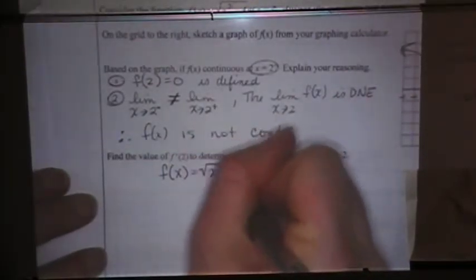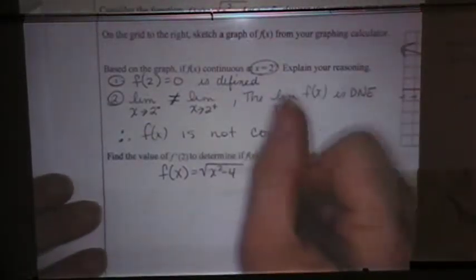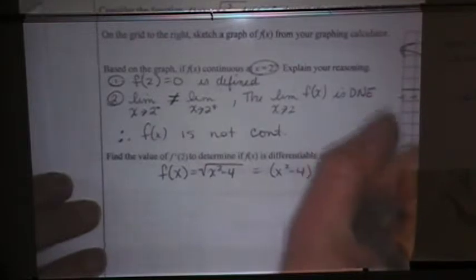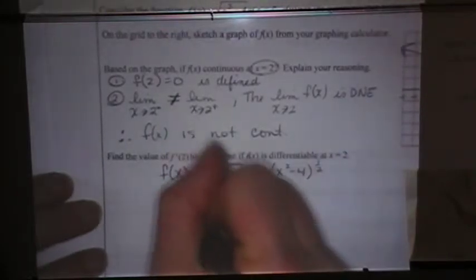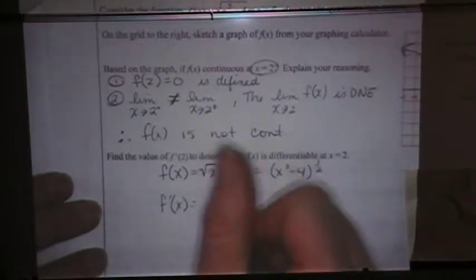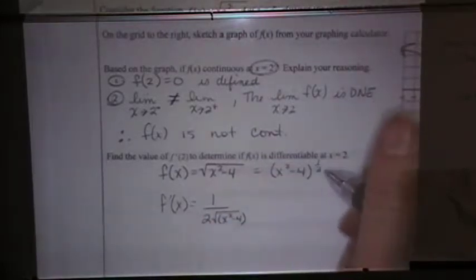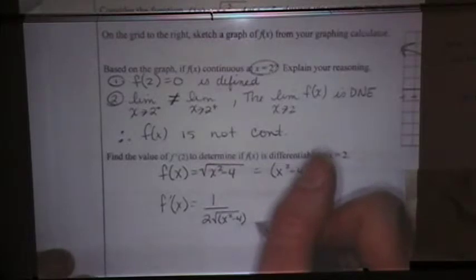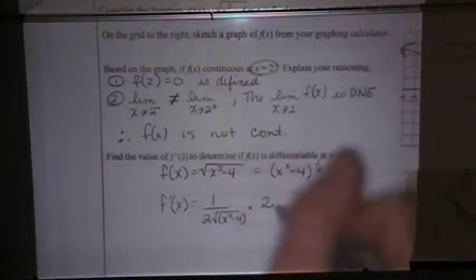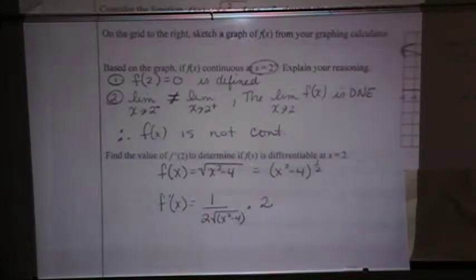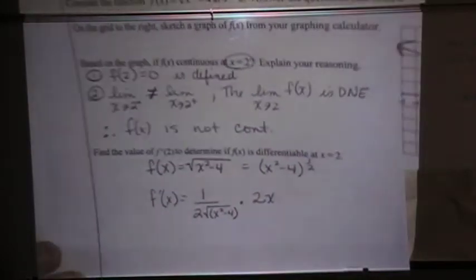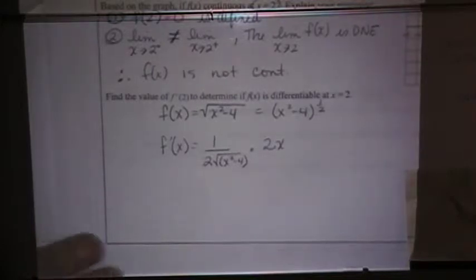Okay, so now the next question is find the value of the derivative at 2. So here's my function, and they want me to find the derivative. So first thing I'm going to do is write it as (x squared minus 4) to the 1/2. That makes the derivative 1/2 times (x squared minus 4) to the negative 1/2, which is the square root of x squared minus 4 in the denominator. Because remember the derivative, times 2x, because we have to use the chain rule.